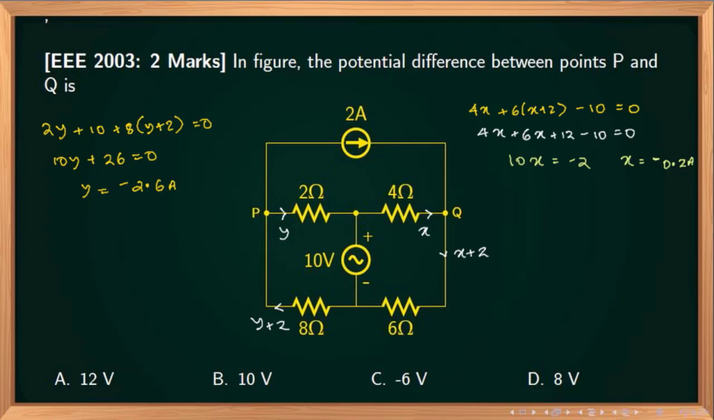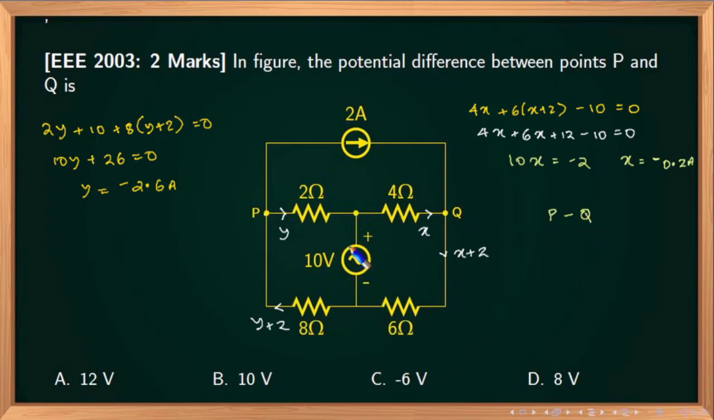In the figure, the potential difference between points P and Q is, so this is point P and this is point Q. I need to find the potential difference between P and Q. I'll mark P as the potential at this point and Q as the potential at this point, and I'm supposed to find P minus Q.